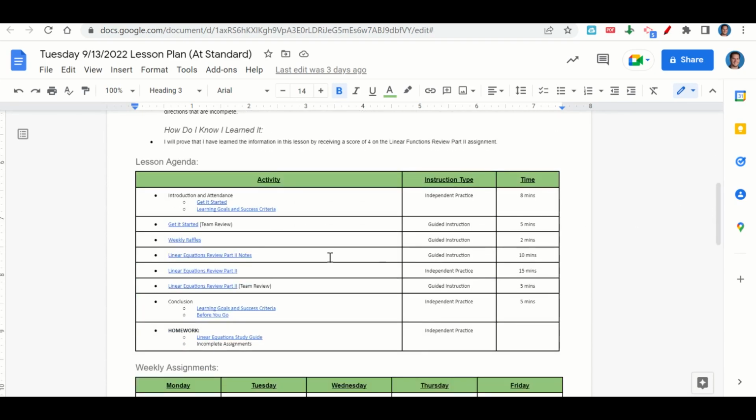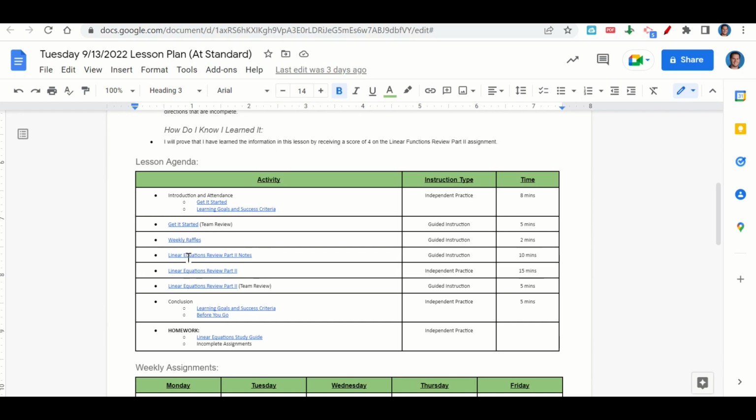Now let's take a look at our agenda for today. We will begin by going over our learning goals and success criteria. While we do that, you'll fill out your Get It Started. Once you've completed your Get It Started, we'll go over it together and answer any questions you may have. After that, we'll do our weekly raffle.